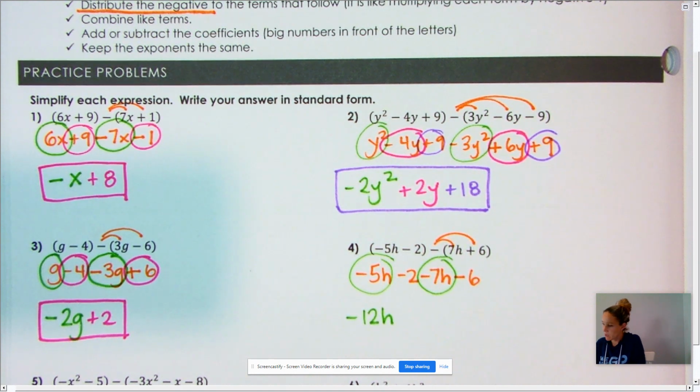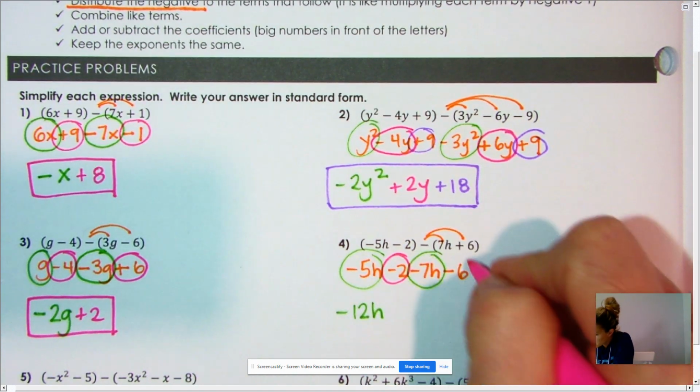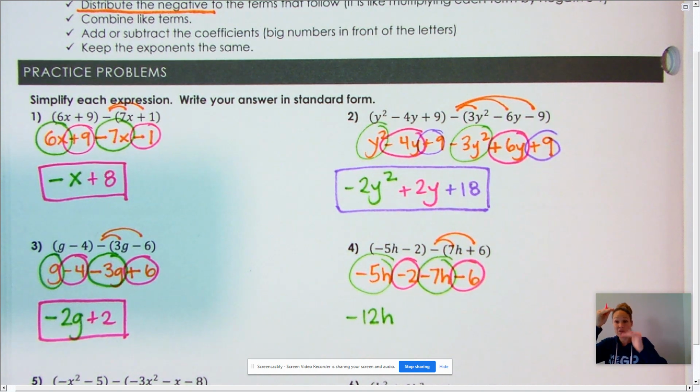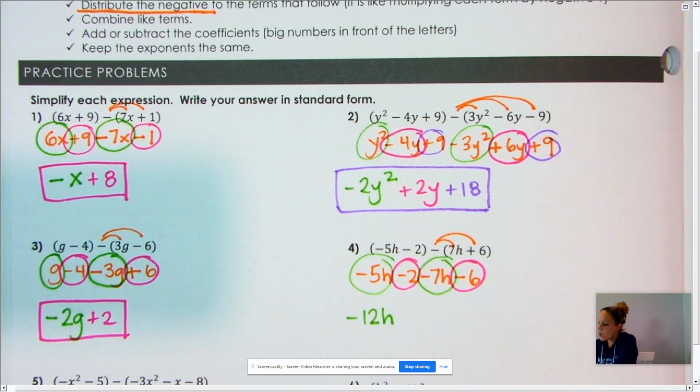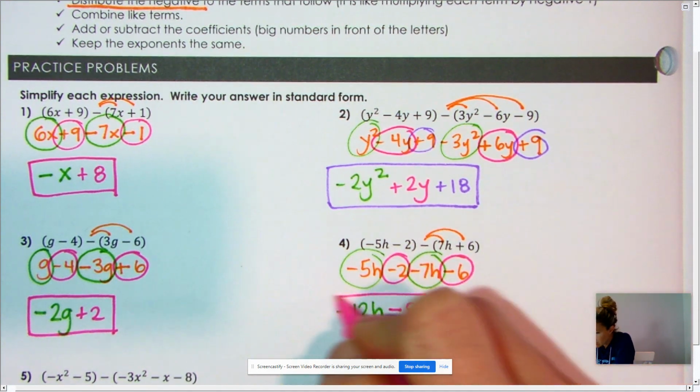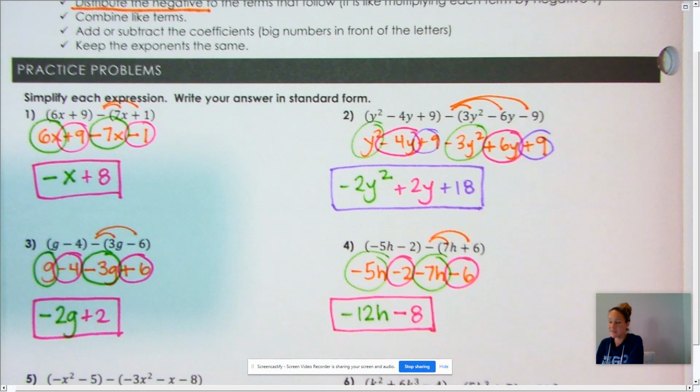Then our next thing we're going to do is put this negative 2 with this negative 6. Same thing. If I lost $2 and then I lost 6 more, altogether I lost $8. Okay, those don't cancel each other out. They just add to make more of the same.